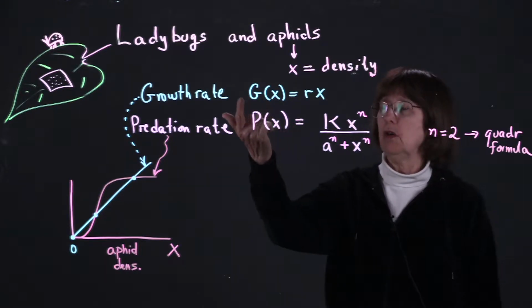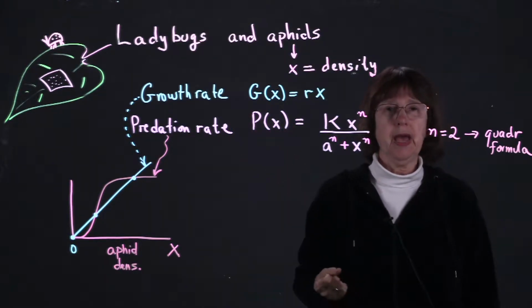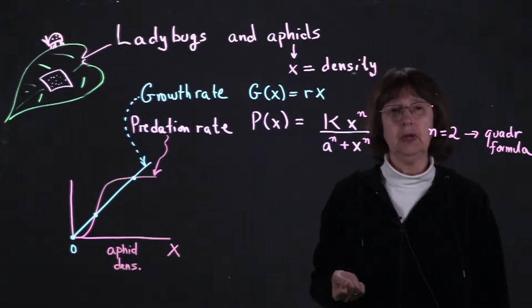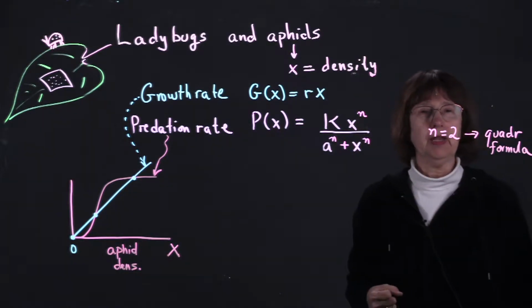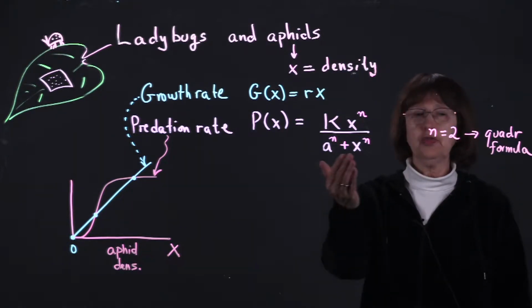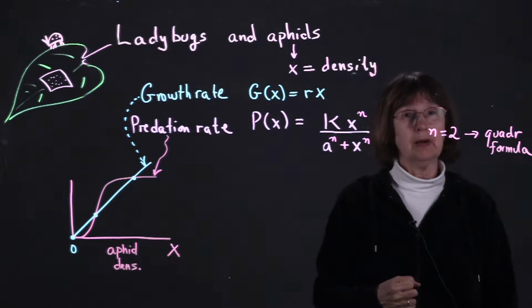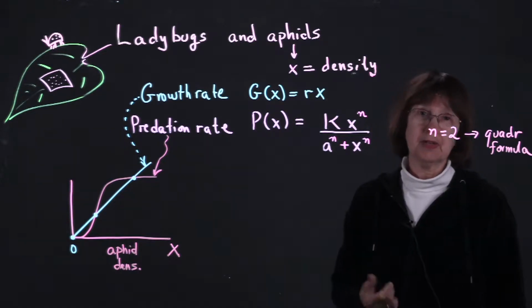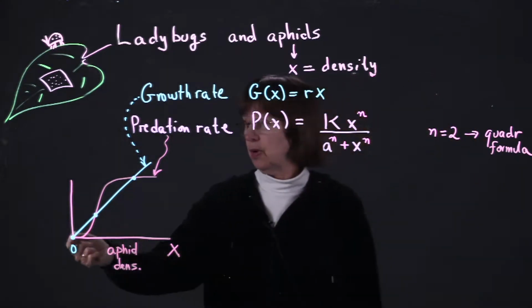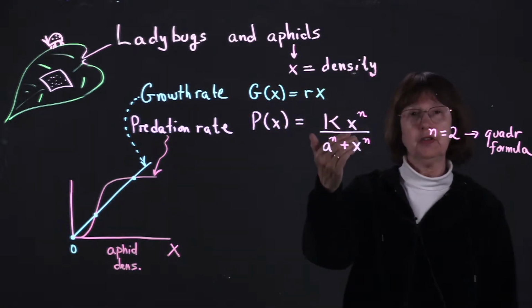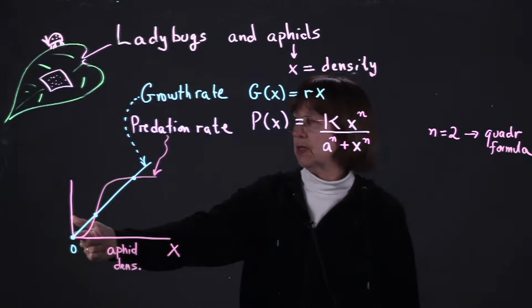Previously, we solved the problem of when aphid growth rate and predation by a ladybug are exactly equal, and we did it for the special case of n equals 2. The solution in the case n equals 2 could be arrived at by a quadratic formula. In other words, it could be written down explicitly. That solution represented these 2 points of intersection of the 2 graphs, and there was also a solution at x equals 0.